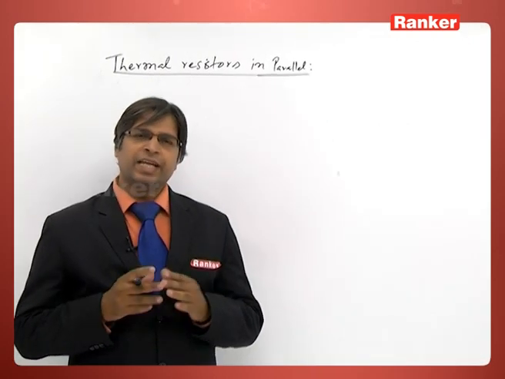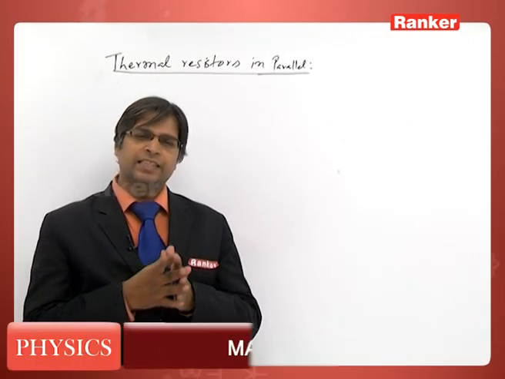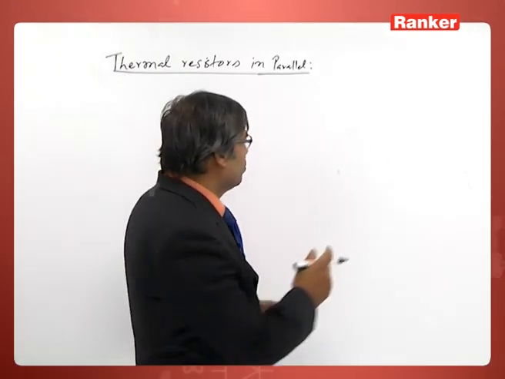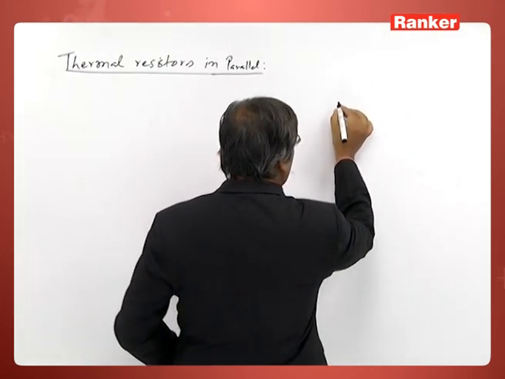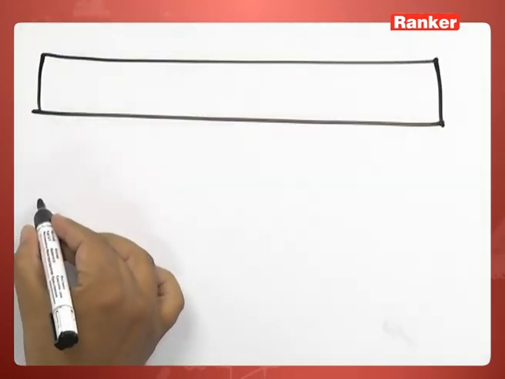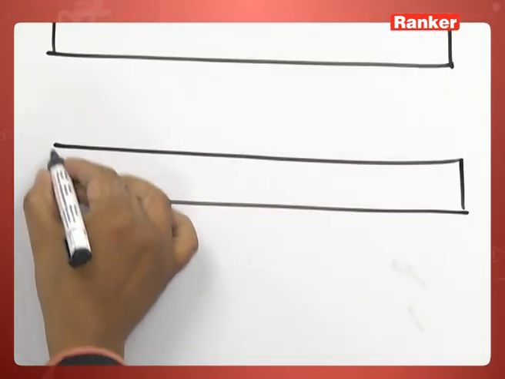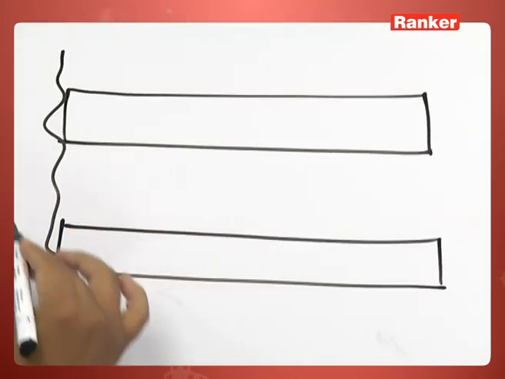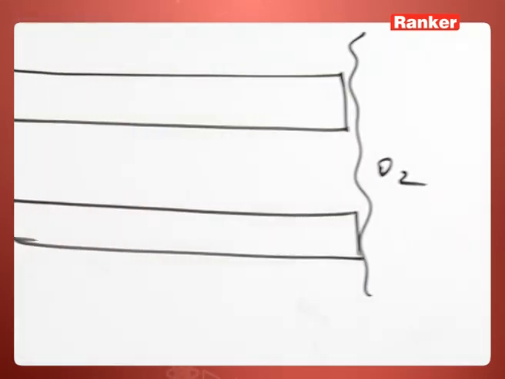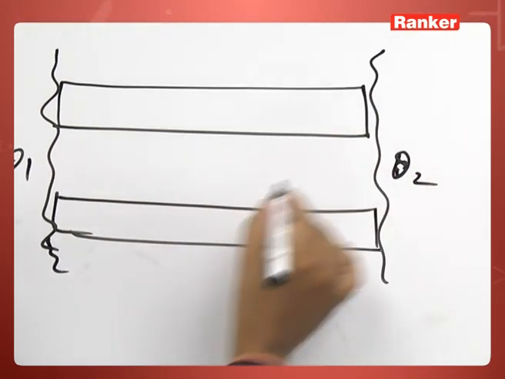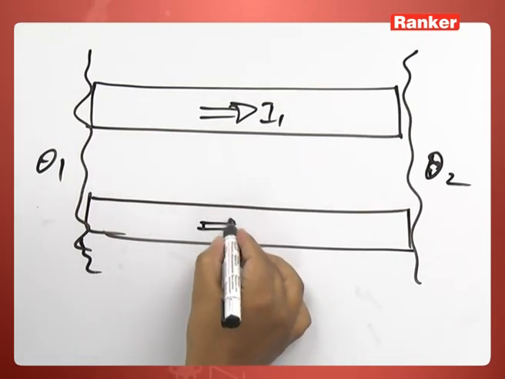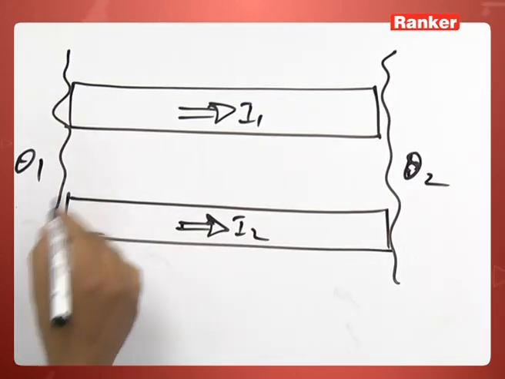Now, suppose we have two or more heat conducting slabs in parallel. In parallel means I have, suppose, one rod here and another rod here. Suppose I take two, and this region has a temperature theta 1 and this region is maintained at theta 2. So, theta 1 is greater. What happens? The heat current I 1 flows and the heat current I 2 flows through this rod.